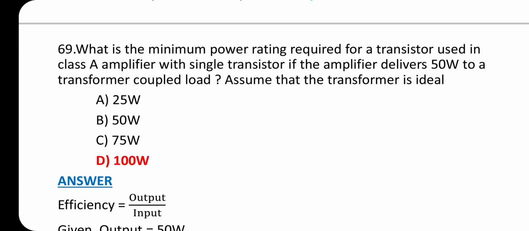Question number 69. What is the minimum power rating required for a transistor used in a class A amplifier with a single transistor if the amplifier delivers 50 watt to a transformer coupled load? Assume that the transformer is ideal. The answer is option D, 100 watt.